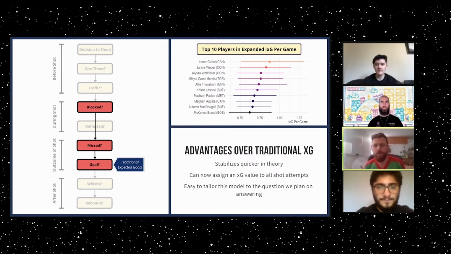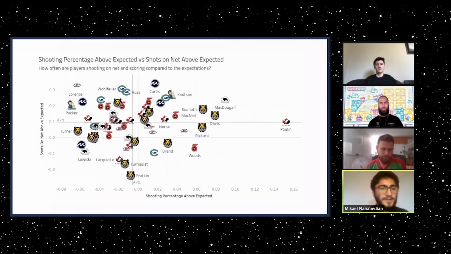And then looking at this graph, this is just based on this combined expanded metric. We see a lot of the usual suspects in terms of top shooting talent that end up coming to the top of the list, even in our small samples. So looking at the shooting percentage above expected versus the shots on net above expected, we notice that one player stands out from the crowd. And it comes as no surprise that this player is once again Marie-Philippe Poulin.